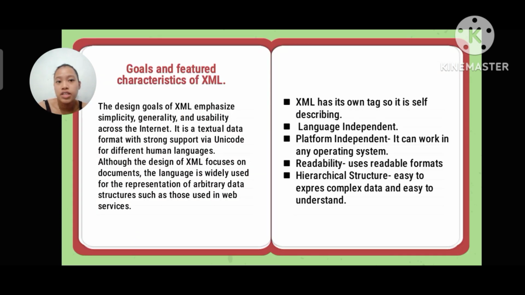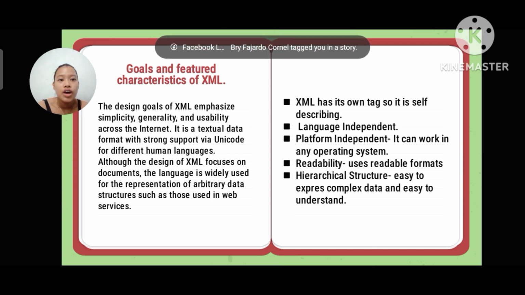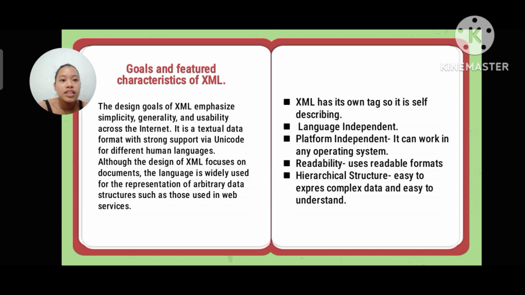Let's proceed with the goals and characteristics of XML. The design goal of XML emphasizes generality and usability across the internet. It is a textual data format with strong support via Unicode for different human languages. Although the design of XML focuses on documents, the language is widely used for the representation of arbitrary data structures such as those used in web services.